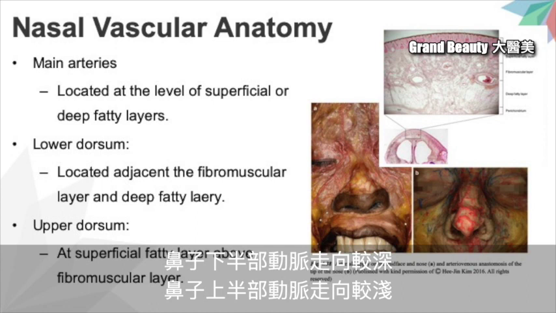At the lower portion of the nasal dorsum, the dorsal nasal artery branches are located adjacent to the fibromuscular layer and the deep fatty layer, meaning that in this area, the dorsal nasal artery runs deeper. On the other hand, at the upper portion of the nasal dorsum, the dorsal nasal artery runs at the level of the superficial fatty layer, just above the fibromuscular layer, meaning that in this area, this artery runs more superficial.